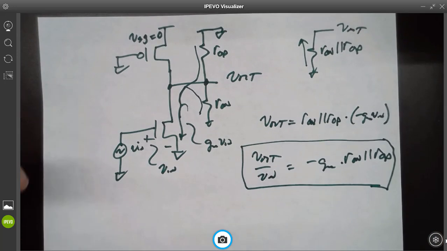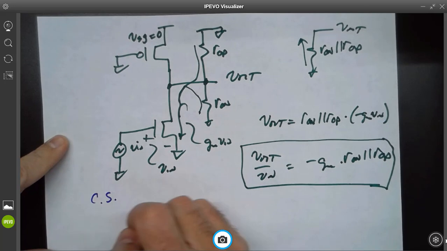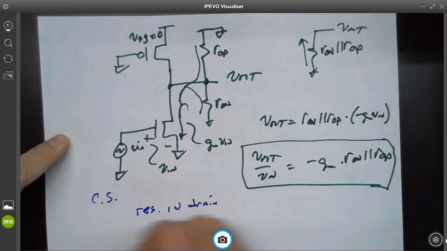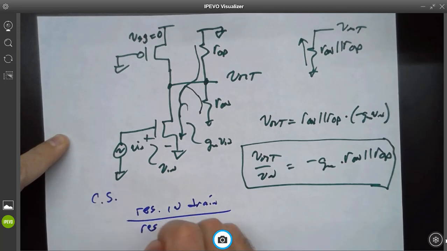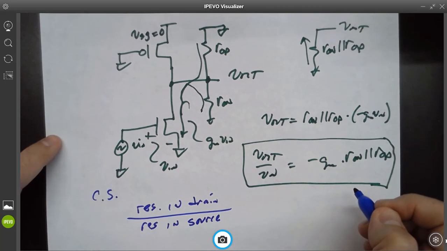Okay, so I'm going to show you one more way, and then we're going to do a numerical example with simulations. One other way of writing the gain of a common source is the resistance in the drain divided by the resistance in the source. Now I'm going to do this in my numerical example. I'm going to do this a couple ways.